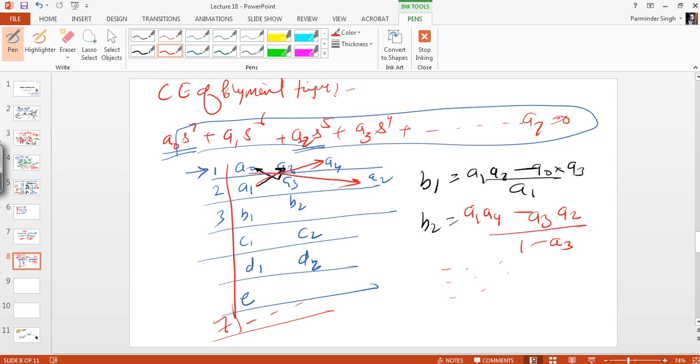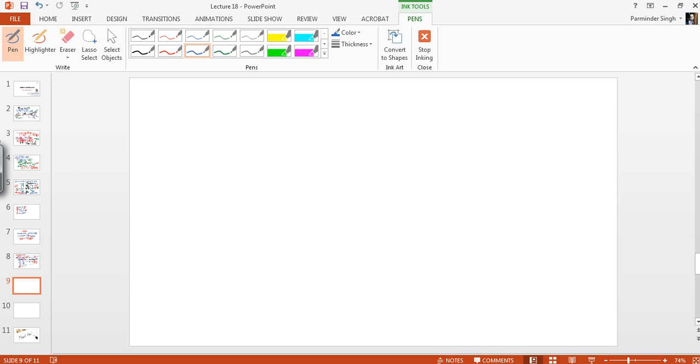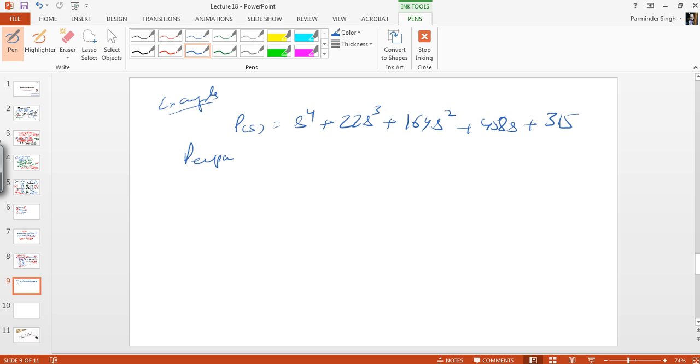Let me take a very simple example over here, and then we'll discuss the drawbacks of this. Now suppose I have a polynomial equation. It's an example. Suppose I have a polynomial equation P(s) equal to s^4 plus 2 s cube plus 164 s square plus 458 s plus 315. Suppose I have this polynomial equation. I need to prepare the Routh array for this. Let's say prepare a Routh array for this system.